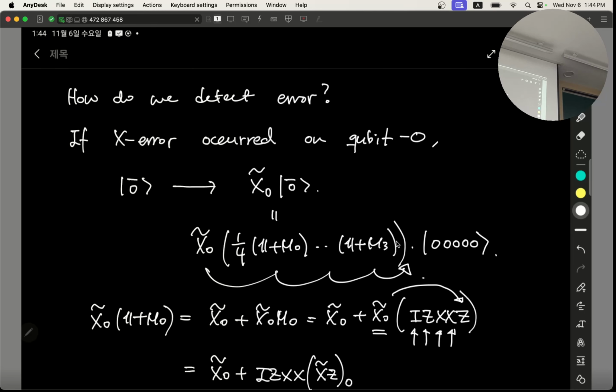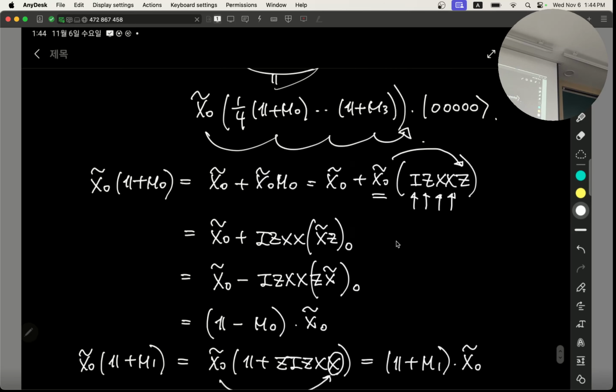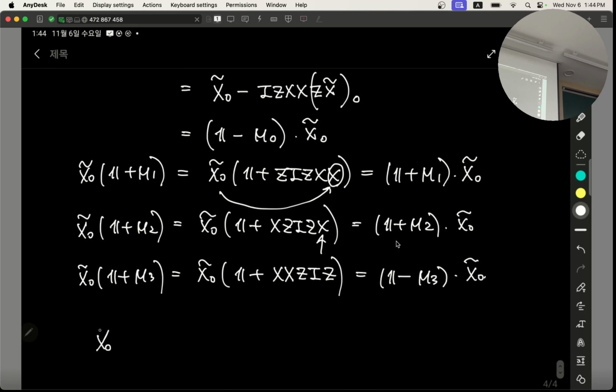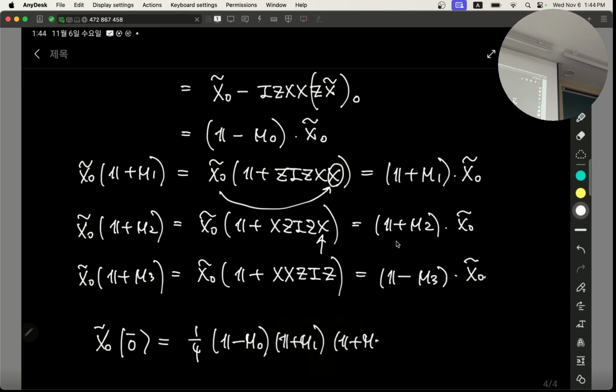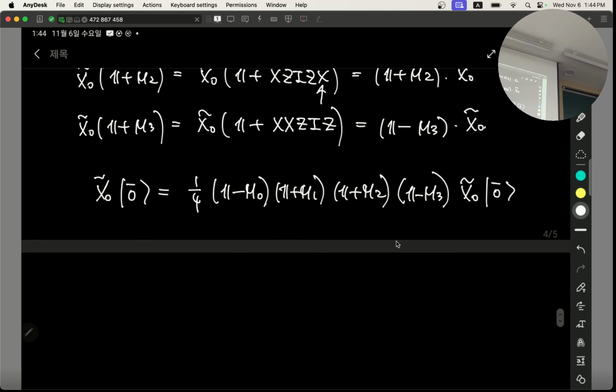So going back to our situation here, suppose an error occurred at the zeroth qubit on the logical 0. It is the same as 1 minus m0, 1 plus m1, 1 plus m2, and 1 minus m3, and x0 here. Okay, that's what happens.